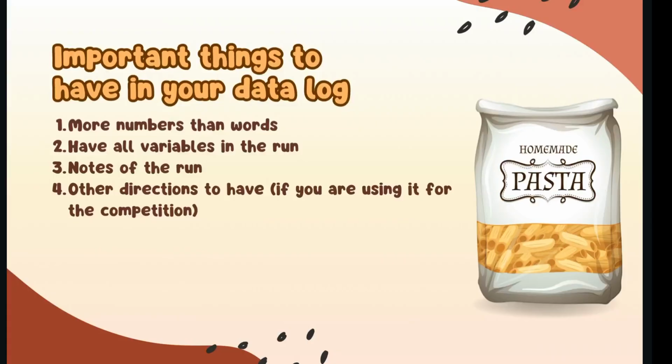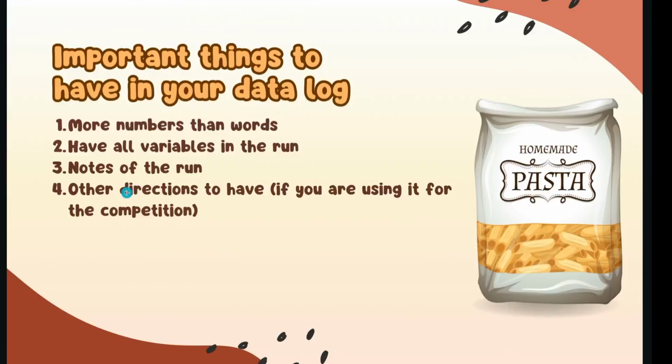Notes of the run is very important. Like, let's say you notice that this one randomly just veered to the right for some reason, or it did something else that you don't know what happened. You need to have notes of the run. Very important. Mostly you will have this in your raw data log, less in your cheat sheet data log.